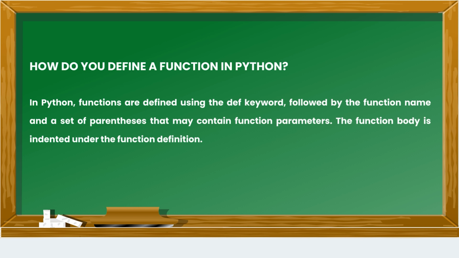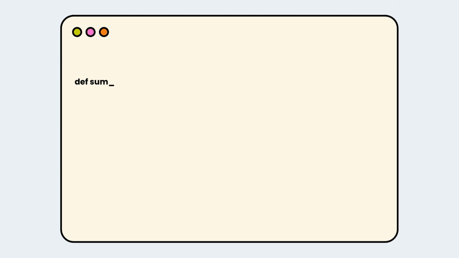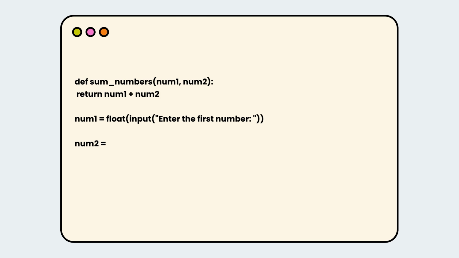Question 4. How do you define a function in Python? Answer. In Python, functions are defined using the def keyword, followed by the function name and a set of parentheses that may contain function parameters. The function body is indented under the function definition. For example, here we can write a simple Python function that will take two numbers and return the sum of the numbers.